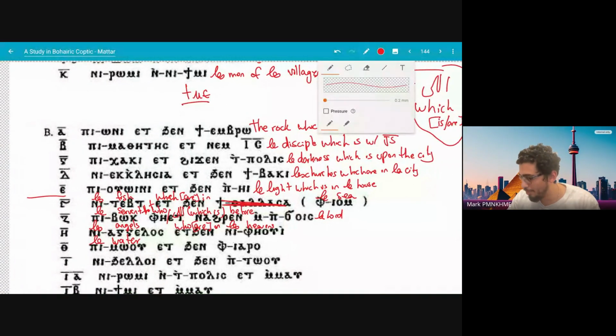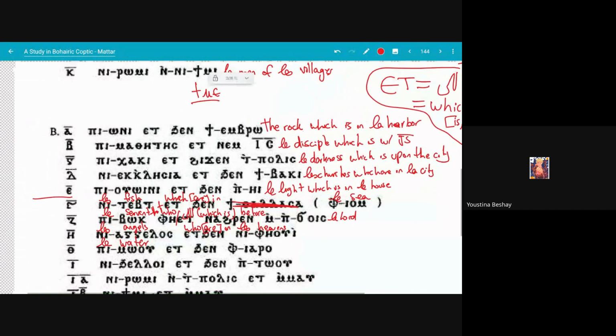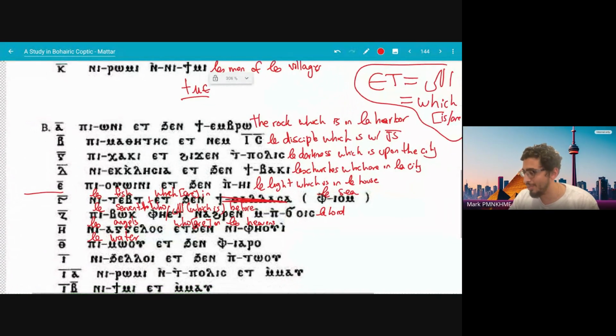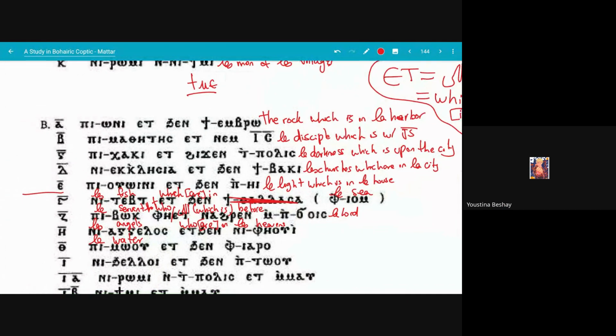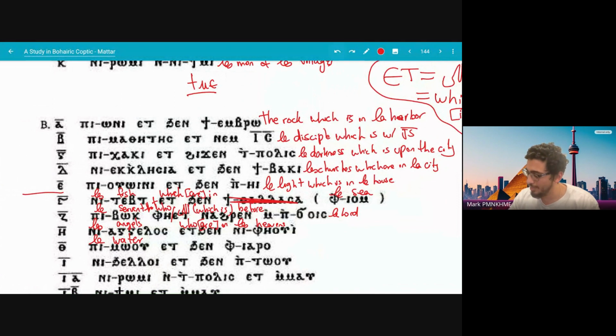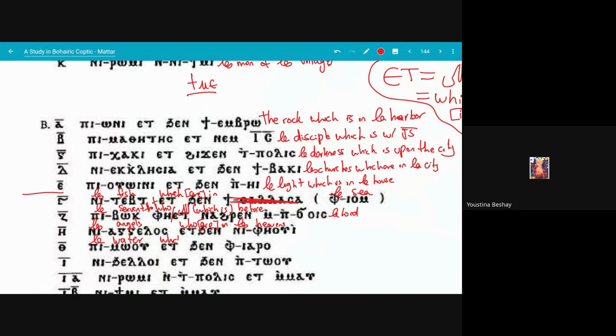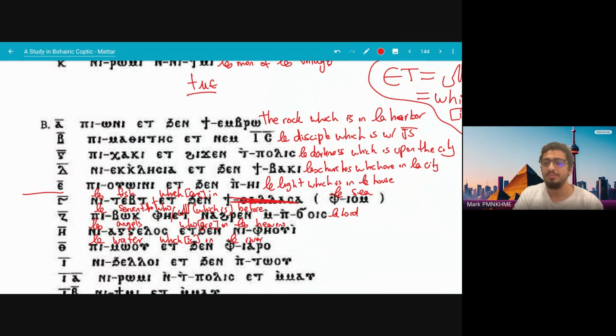Where does the water come from in Egypt? The Nile. Yes. What is the Nile? Like, what is it? The river. Amazing. River. Okay. So the full sentence would be: the water which is in the river. Yes. Good job. Nice.